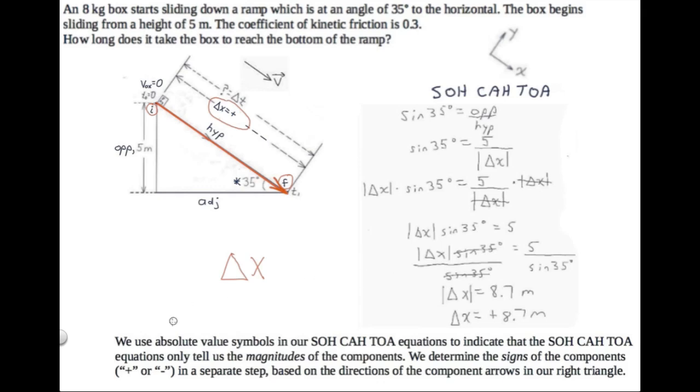Now, remember that we use absolute value symbols in our SOHCAHTOA equations to remind ourselves that the SOHCAHTOA equations can only tell us the magnitudes of the component. It's our job to determine the sign of a component in a separate step. Well, we already determined that the object was being displaced in the positive direction. So now in this last step, we can say that delta x will be positive 8.7 meters. Remember, it's a good habit to include a plus sign in front of a positive component because that will help you to notice when you need a negative sign in front of a negative component.